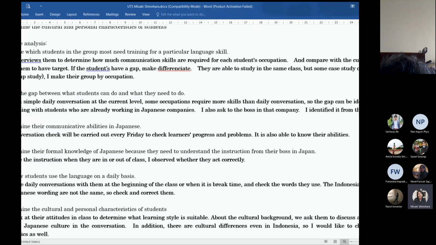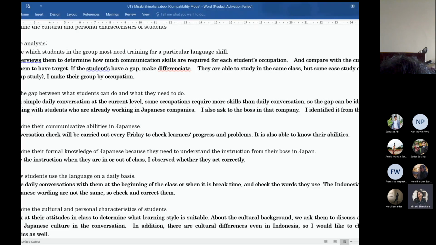They give the instruction because they get instruction from the boss. So I often give the instruction, and also I watch what they can do, what they understand or not. Then if they don't understand my instruction in Japanese, I have to correct them and I have to train them again. So I will check every time, usually every time.